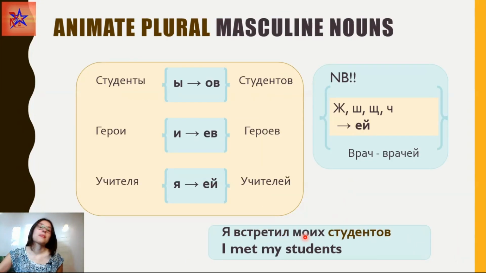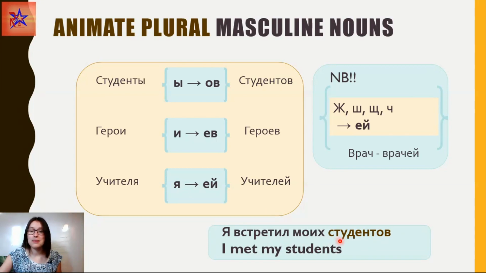So let's see animate plural masculine nouns. So студенты, ы becomes ов, студентов. But be careful if the noun in the singular ends with ж, ш, щ, ч, we add ей instead of ов. Врач becomes врачей, not врачов, врачей. Герои, we add ев, becomes героев. Учителя ends with я and we add ей, учителей.